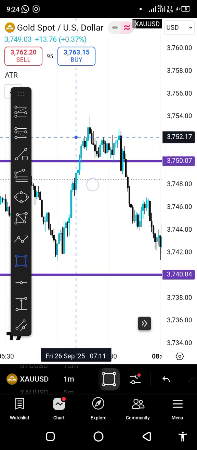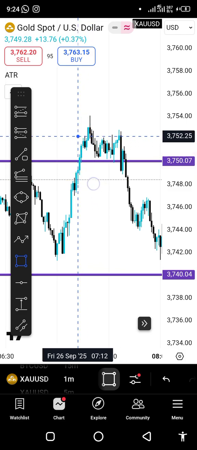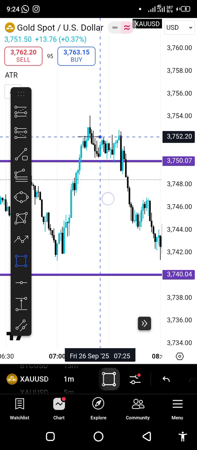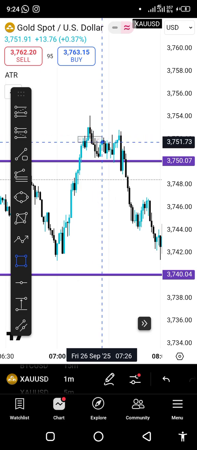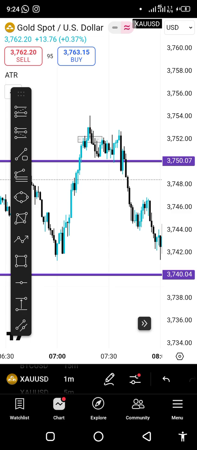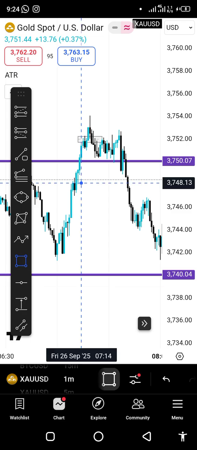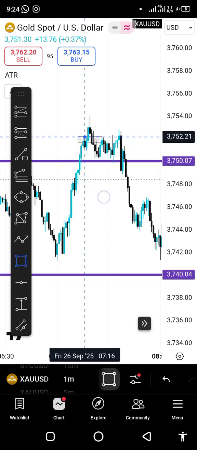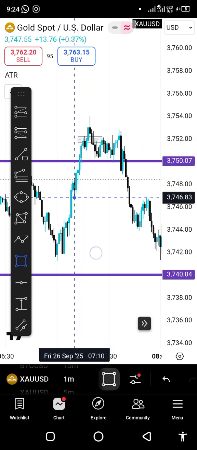So what I'll just do is draw this high from the wick area, covering all the wicks, and then look for the last low before that high was created. So the last low was this one.